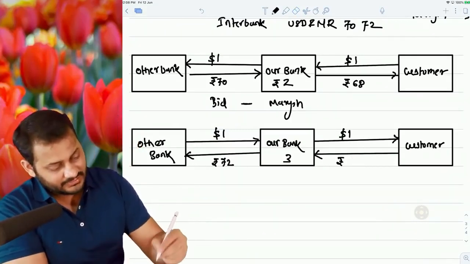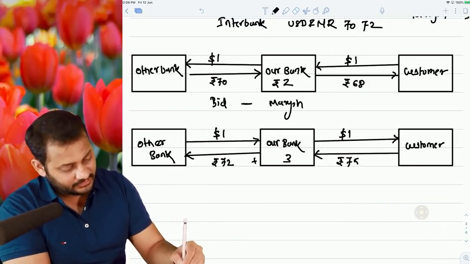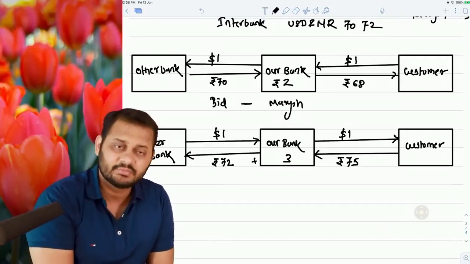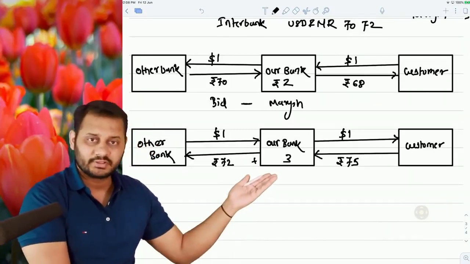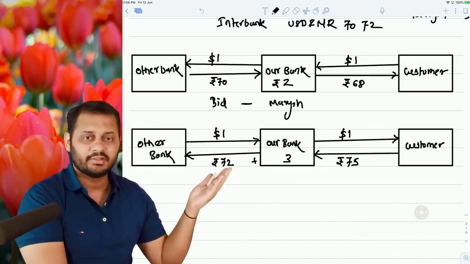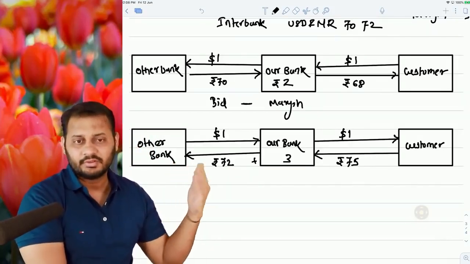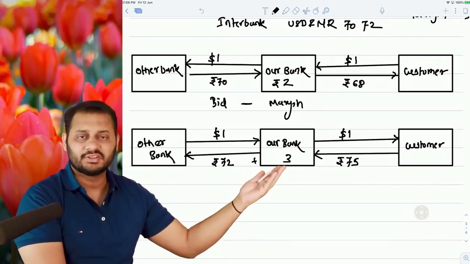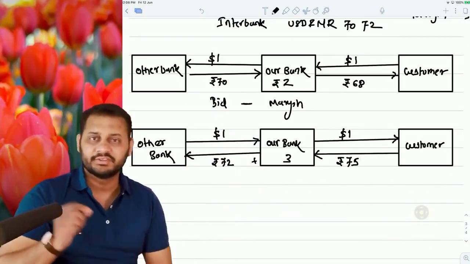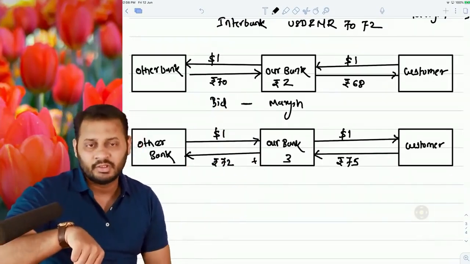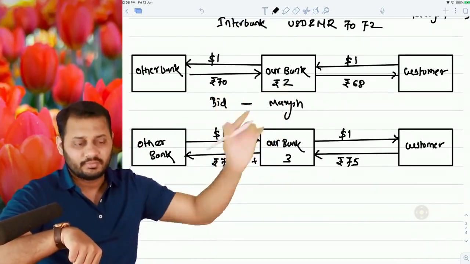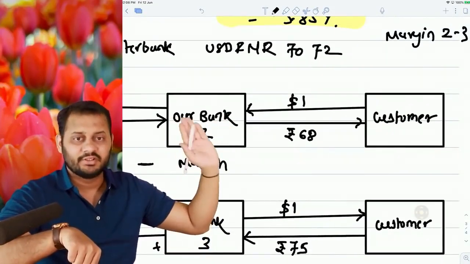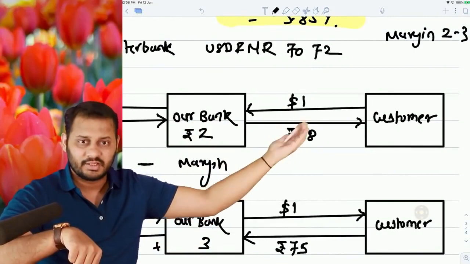How about adding 3 to 72? If we add, that means I have received 75 from the customer, kept 3 rupees in my pocket, and then paid 72 to the other bank. So this sounds good. I have margin with me. In both the cases, the margin will be kept by the bank. Because this 72 is going out of the bank, margin should come in.